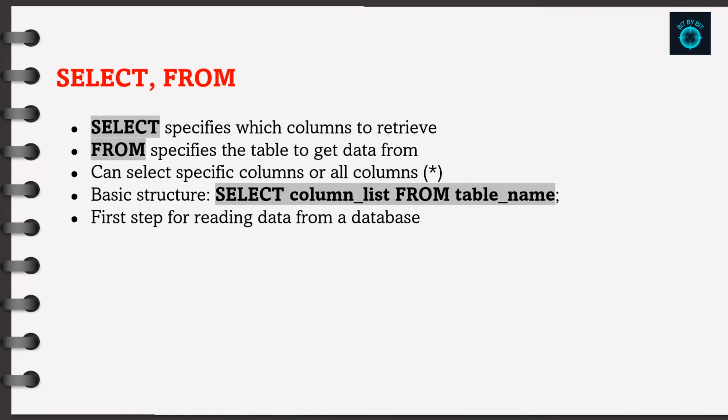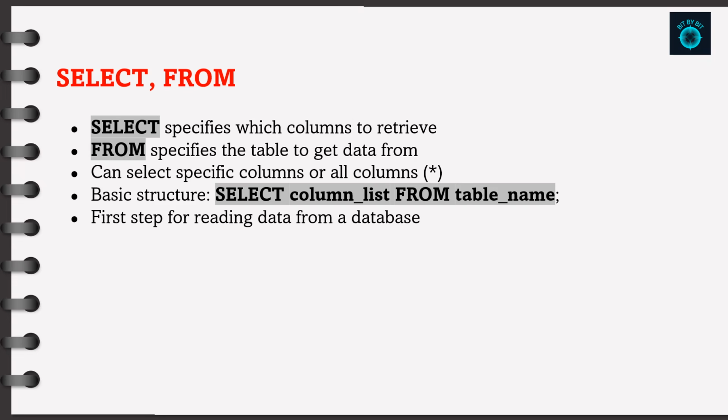Select, from. The select and from keywords are the foundation of almost every SQL query. Select tells the database which columns you want to retrieve. These could be one column, multiple columns, or all columns in a table. When you want all columns, you can use an asterisk, which is the symbol for everything in SQL. From tells the database which table to retrieve the data from.